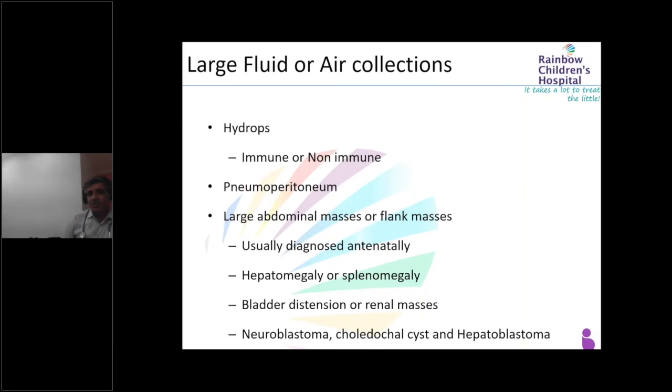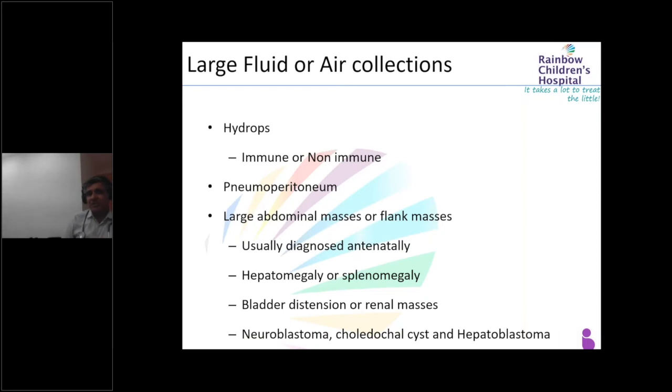So rarer causes of abdominal distension in newborns could be hydrops. Hydrops can be immune or non-immune. In case of Rh isoimmunization or ABO isoimmunization, the baby may be hydropic where the distension can be there, or non-immune hydrops can occur due to various GI causes or cystic hygromas, large lymphangiectasias. They can present as hydrops. Then pneumoperitoneum, again due to NEC, can present as large air collections.